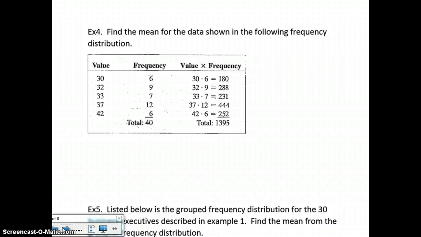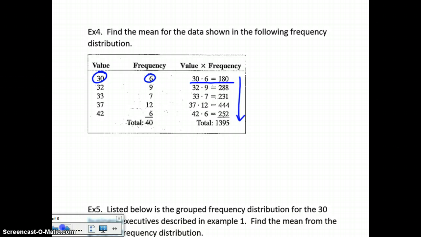Example 4 says find the mean for the data shown in the following frequency distribution. Really, they've already added them up and they tell us how many numbers we have. It's just how they go about that. We see the value for each, or the entry is 30, and there were 6 of them. So in order to get this sum, they took 30 times 6 and got 180. And so it was a quicker way of adding them up. Instead of saying 30 plus 30 plus 30 plus 30, they multiplied first.